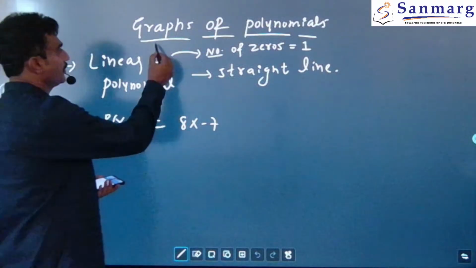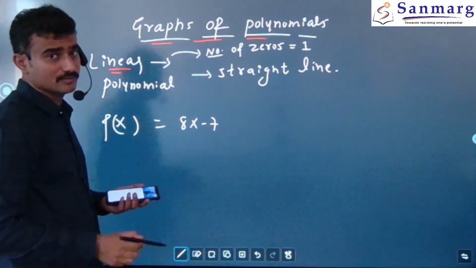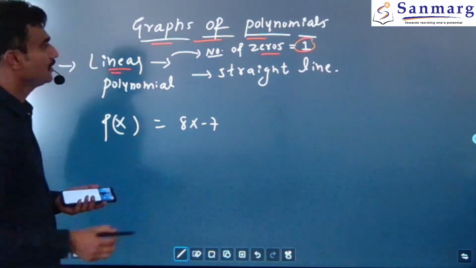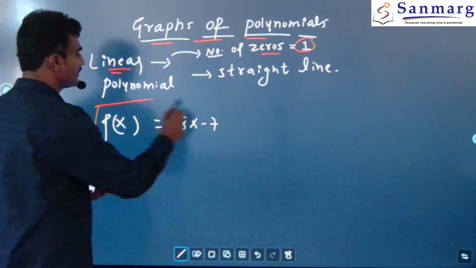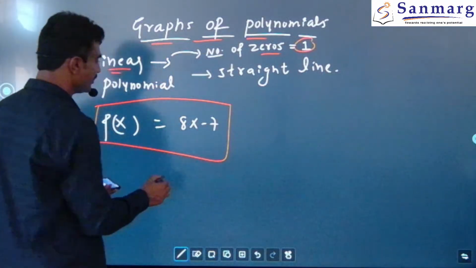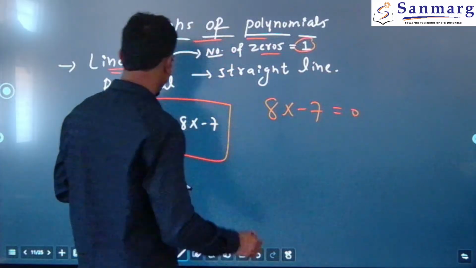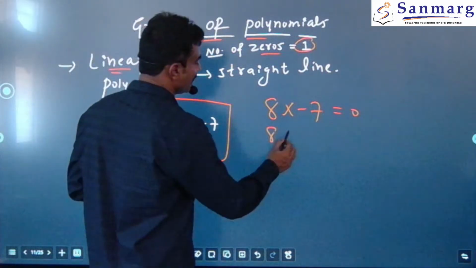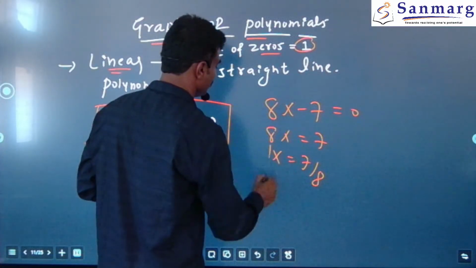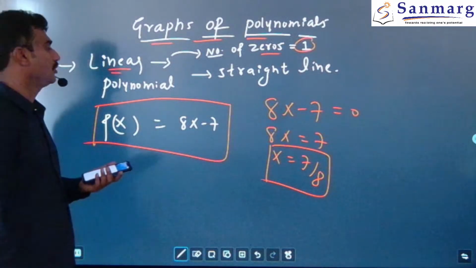Next, we can move on to the next topic, graphs of polynomials. Linear polynomial: for a linear polynomial, the number of zeros will always be 1. For example, consider f of x equal to 8x minus 7. How do you find the zero of this polynomial? Simply equate 8x minus 7 to 0. We get 8x equal to 7 and x equal to 7 by 8. This is the zero of that polynomial.